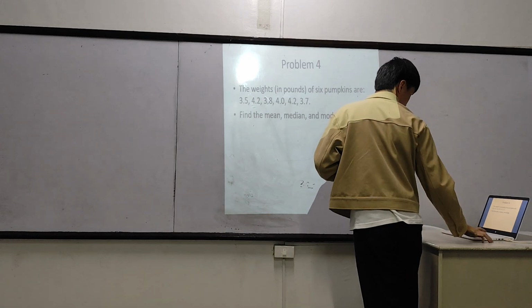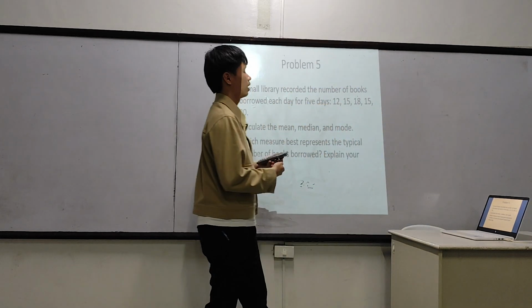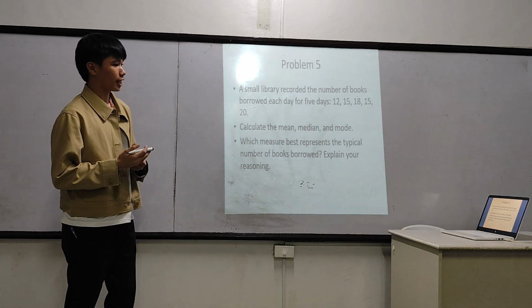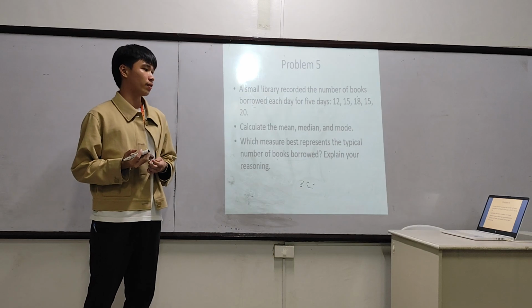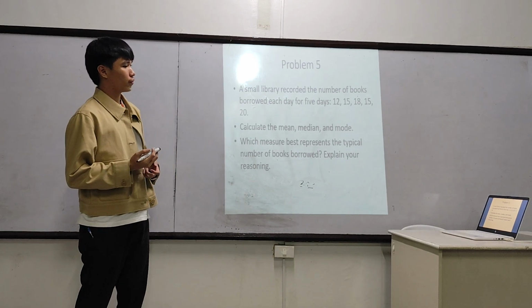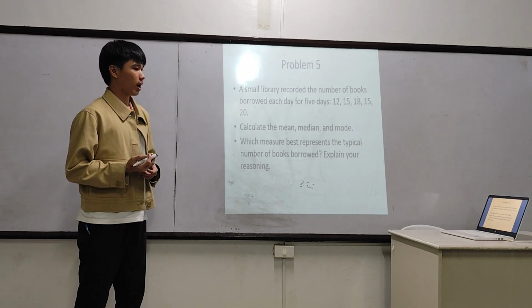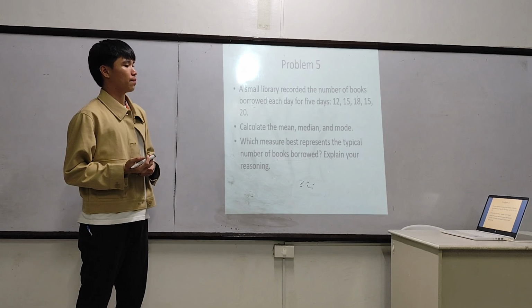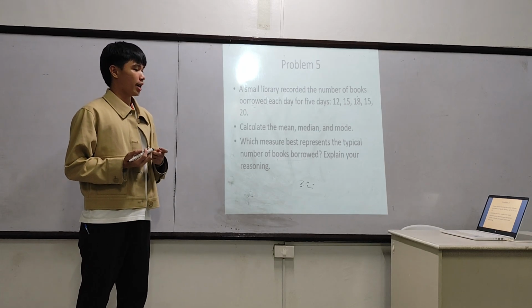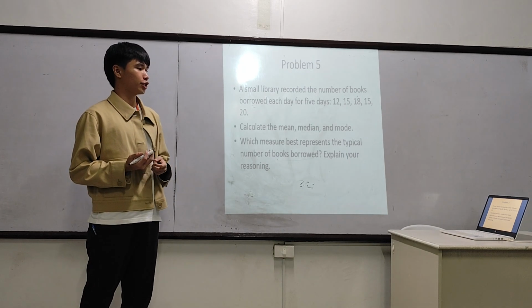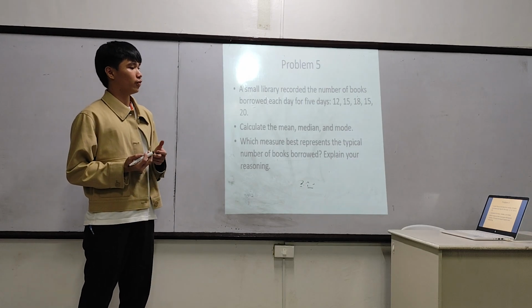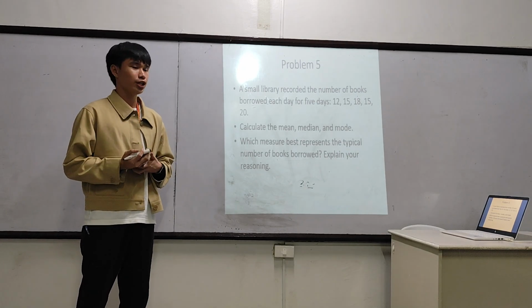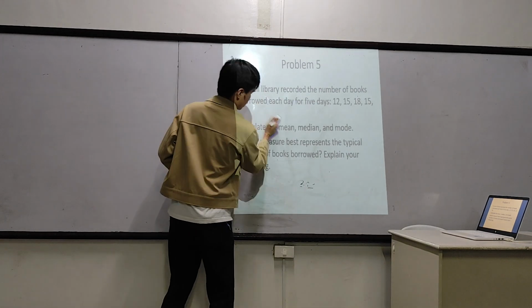A small library recorded the number of books borrowed each day: 12, 15, 18, 15, 20. Calculate the mean, median, and mode. And lastly, answer which measure best represents the typical number of books borrowed, and explain your answer.